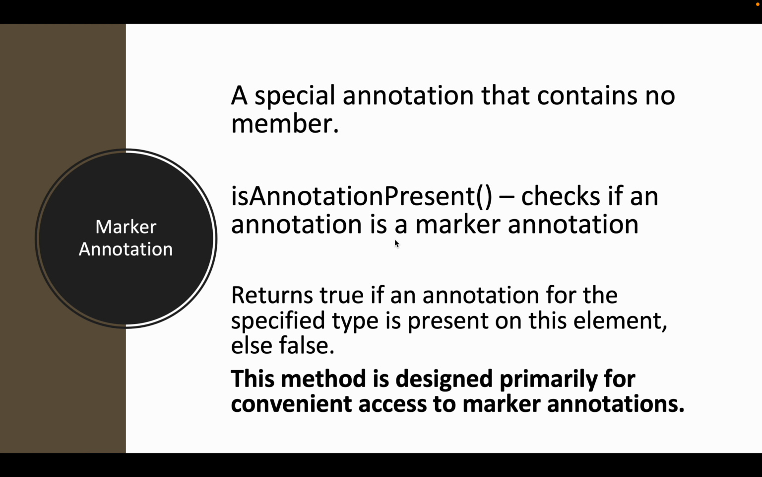And what does it do? It will return true if an annotation for the specified type is present on this element, else false. And this method is designed primarily for convenient access to marker annotations.